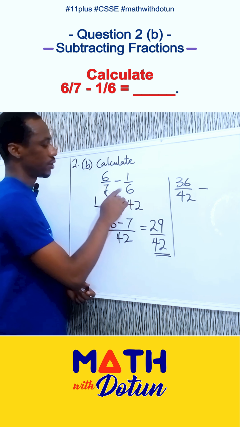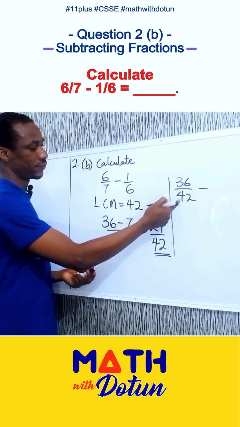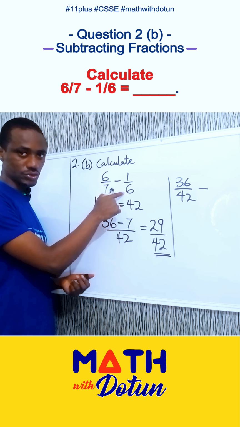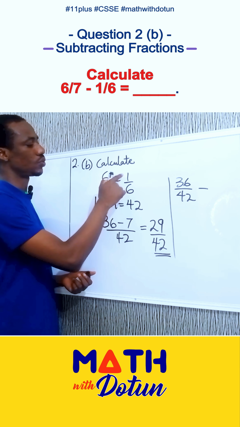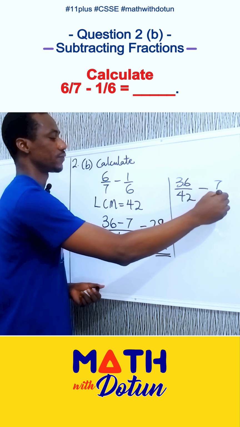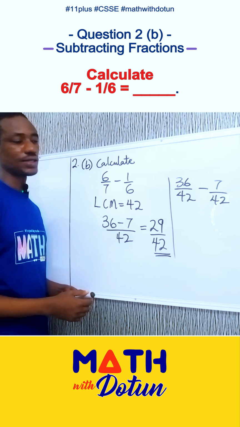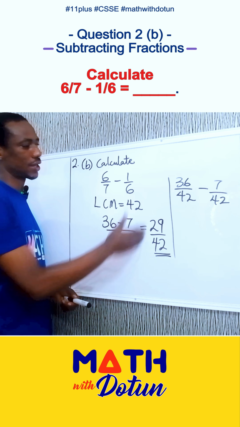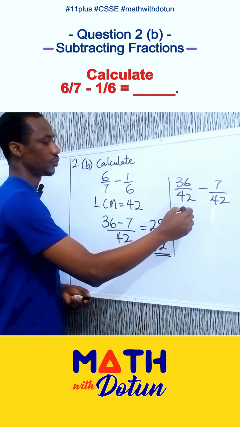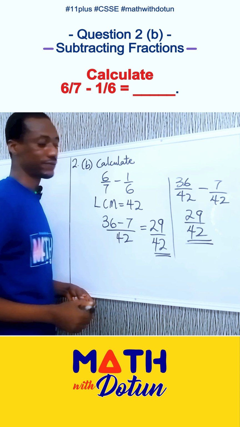All right. In the second fraction, for us to have an equivalent fraction with the denominator 42, we have to times this by 7. And so we must do the same thing to the numerator. So 1 times 7 is 7, and 6 times 7 is 42. Now we have like fractions here. So we could just do 36 take away 7, just like you would do 36 apples minus 7 apples, right? And that will give you 29 over 42. And that's the final answer.